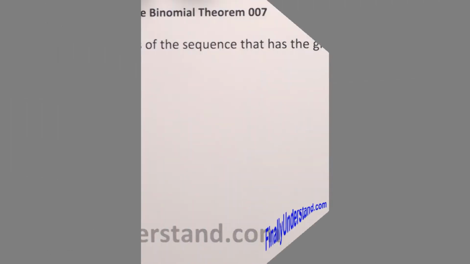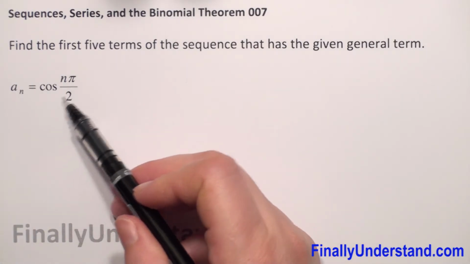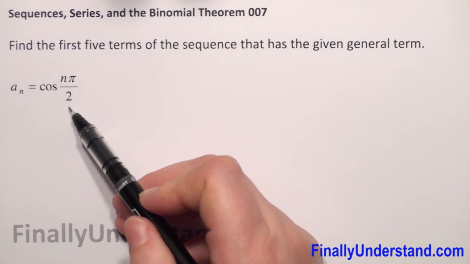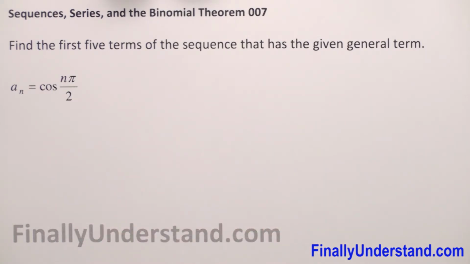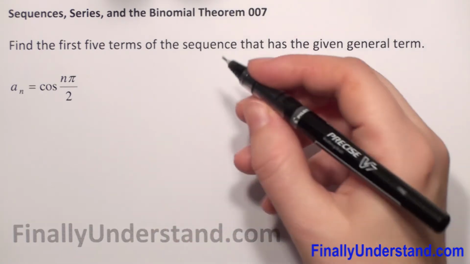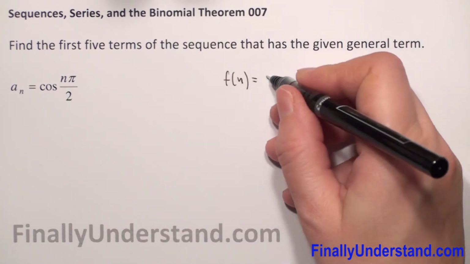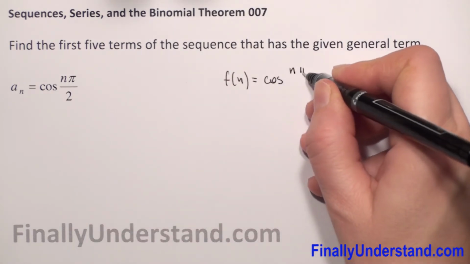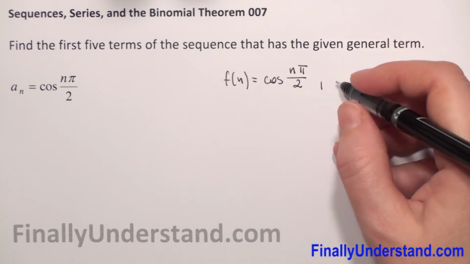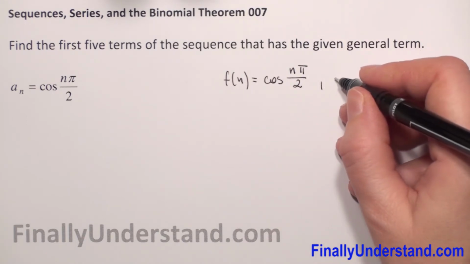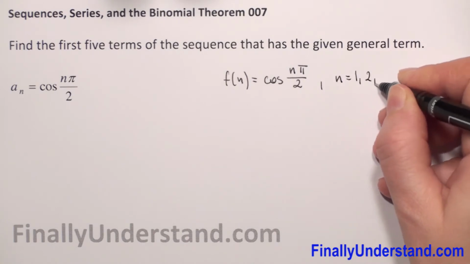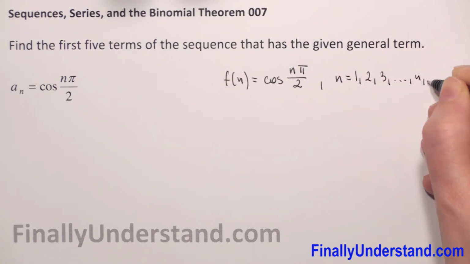Find the first 5 terms of the sequence that has the given general term a_n equals cosine of n times pi over 2. So we know that in mathematics you use the term sequence to describe a function whose domain consists of positive integers. In our example, we have the function f of n given by this expression, cosine of n times pi over 2, where n is any positive integer. So n is 1, 2, 3, and so on.